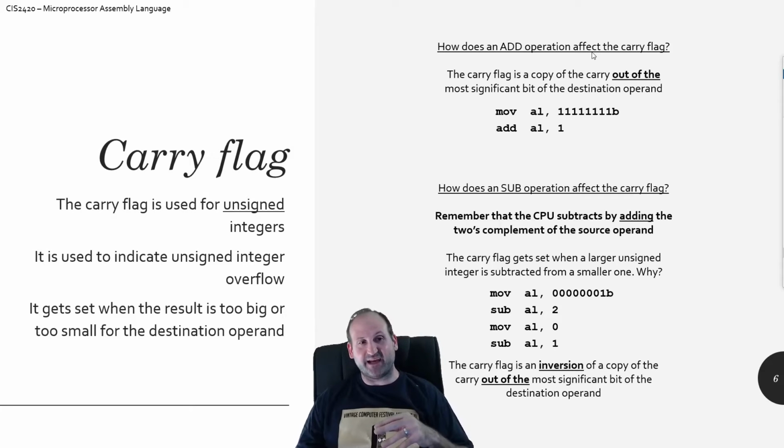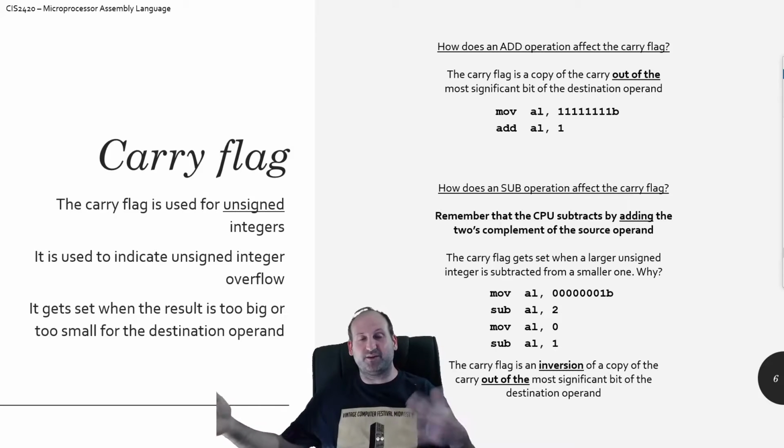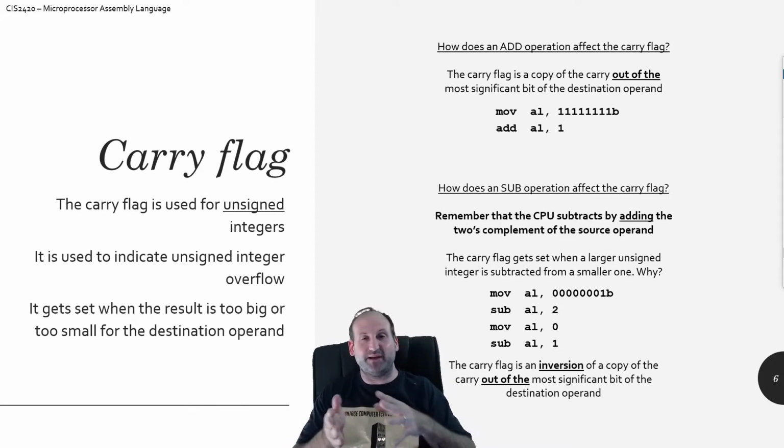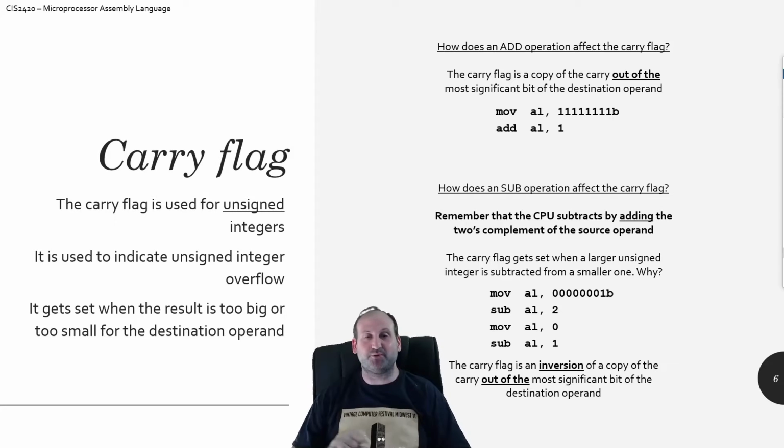So how does an add operation affect the carry flag? The carry flag is a copy of the carry out of the most significant bit of the destination operand. It sounds real complicated, but basically, when I do an operation, because everything's adding 8 bits or 16 or 32, whatever the result of that operation pushing over out of the most significant bit goes into the carry flag, and that carry flag is basically set from there.